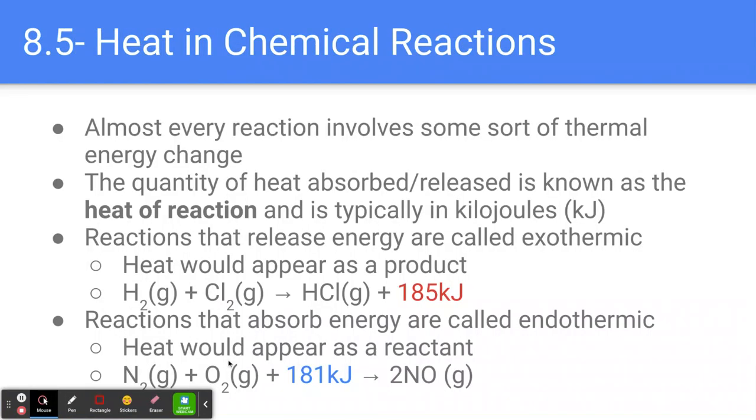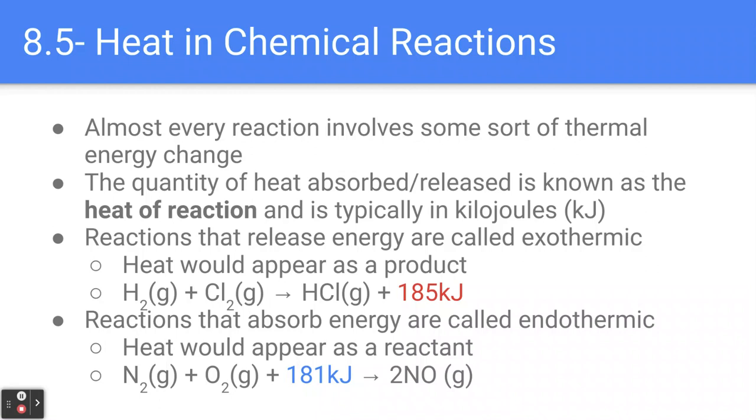All right, so we need to talk about heat being used or produced in chemical reactions. Almost every reaction is going to involve some sort of thermal energy change. Sometimes it's so small that it's really not very measurable, but there is typically going to be a heat change. The quantity of heat that is absorbed or released is known as the heat of reaction. Typically we're going to measure that in kilojoules. Kilojoules, kJ, is a measure of energy, and it's just 1,000 joules. It's just an easier number to look at.